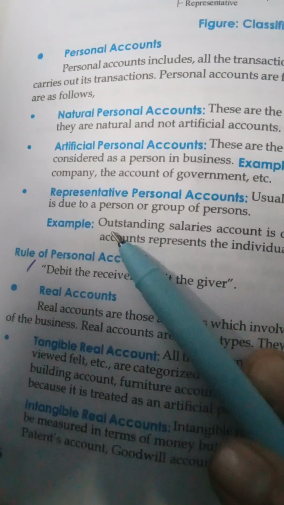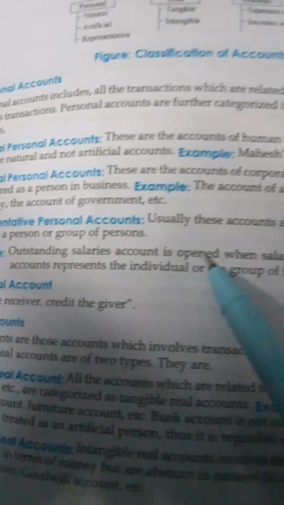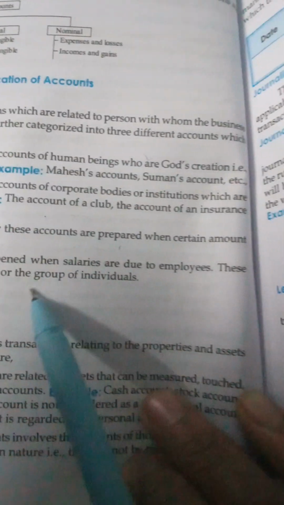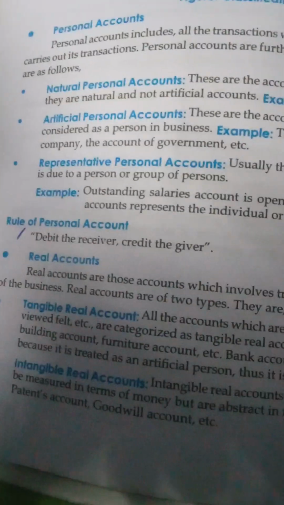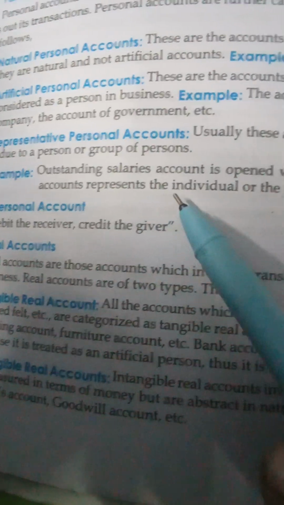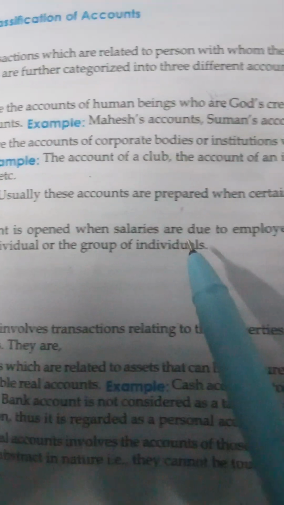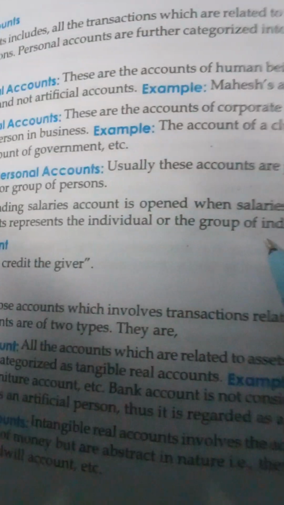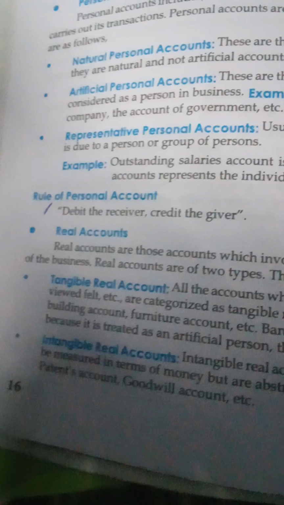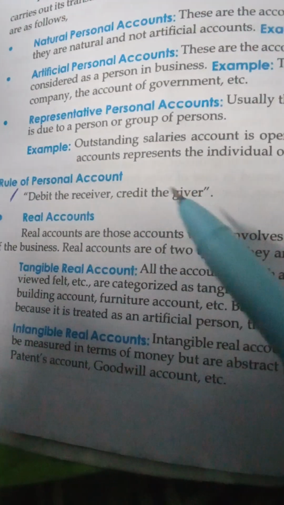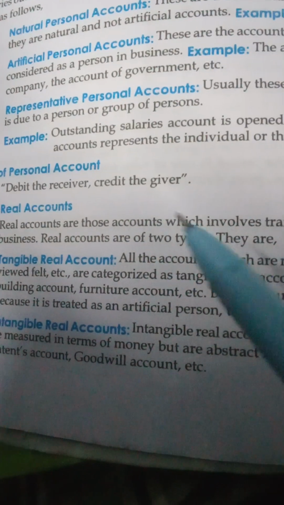Third one, representative personal accounts. Usually, these accounts are prepared when a certain amount is due to a person or group of persons. Example, outstanding salaries account is opened when salaries are due to employees. These accounts represent the individual or the group of individuals. Rule of personal account: debit the receiver, credit the giver.